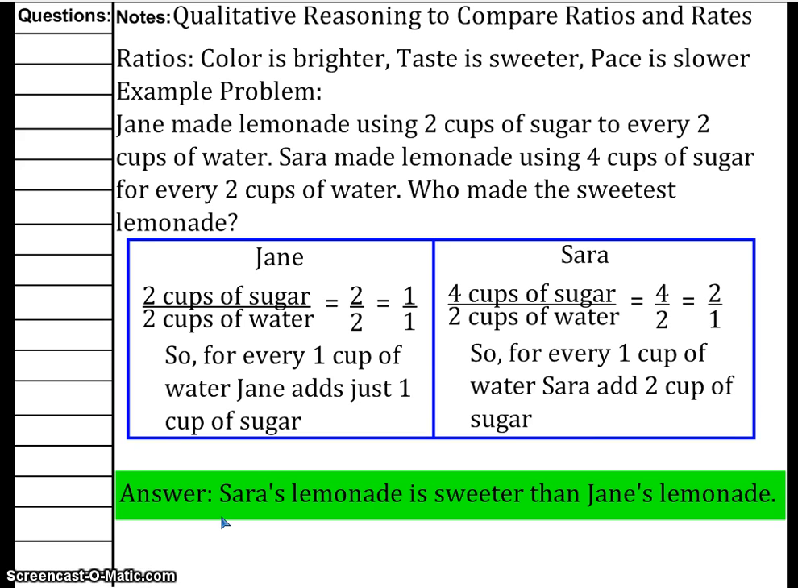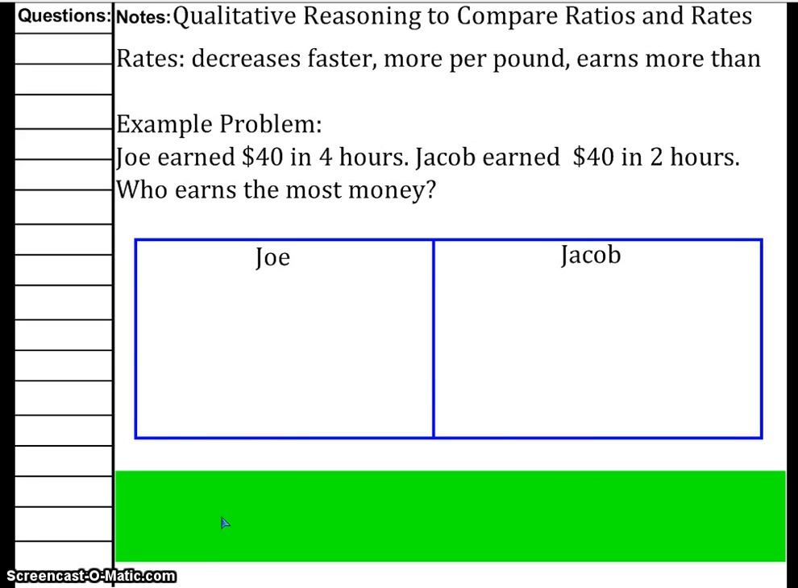Here we're talking about rates. When we're giving a general description of the comparison of rates, you say something like decreases faster, or more per pound, or earns more than. So let's look at the example problem here. Joe earned $40 in 4 hours. Jacob earned $40 in 2 hours. Who earns the most money?